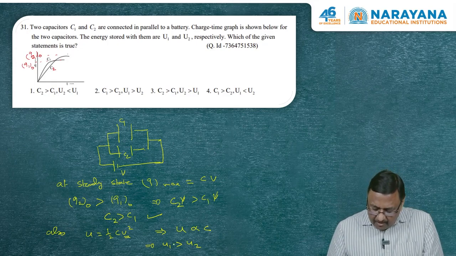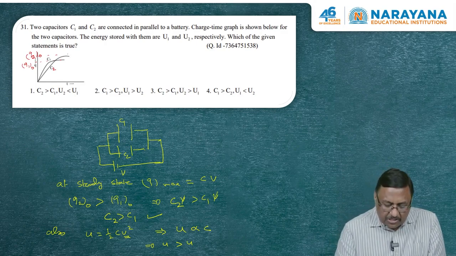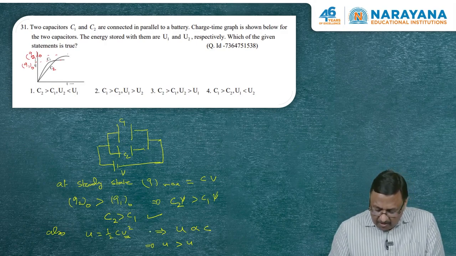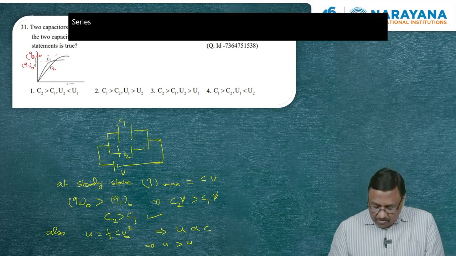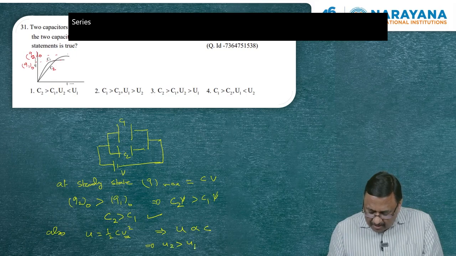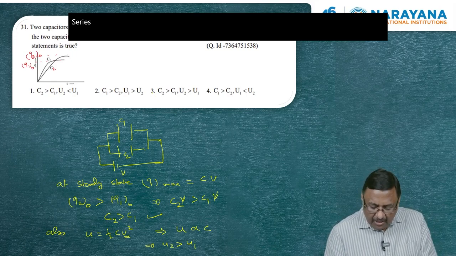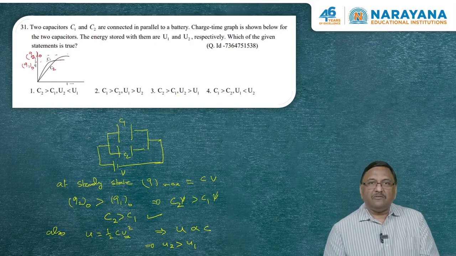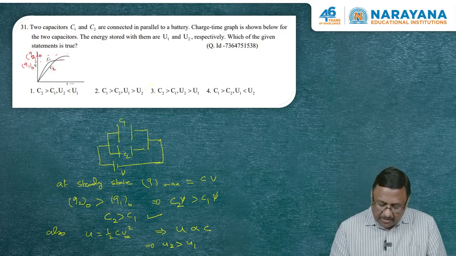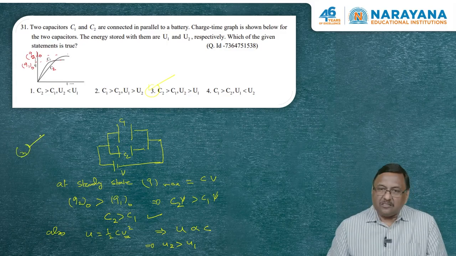Similarly, U1 and U2: U is proportional to C. I hope there is no confusion in this. As C2 is more, Q2 is going to be more than Q1, and C2 is more than C1. If C2 is more than C1, then U2 is going to be more than U1. Can you see this option here? Yes, we can see it in option number 3: C2 is more than C1 as well as U2 is more than U1. That means option 3 should be the correct option, the right answer for this question.